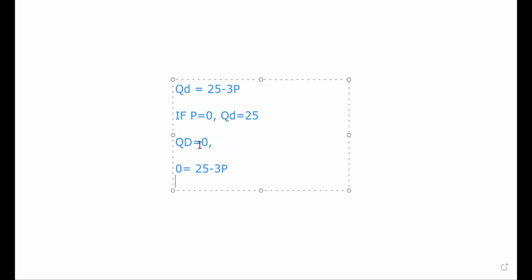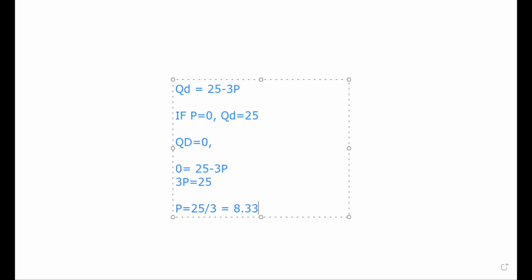Okay. So here you can make the price the subject. If you remember primary school, minus sign crossing the equal sign becomes plus. So 3P equals 25. If you divide both sides by 3, P equals 25 divided by 3, and that will give you 8.33. So if you set your price equal to 8.33, nobody will buy your product.